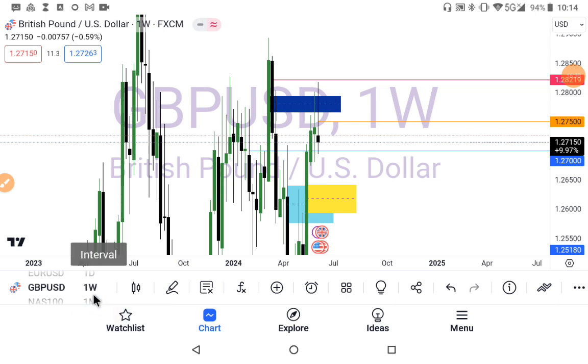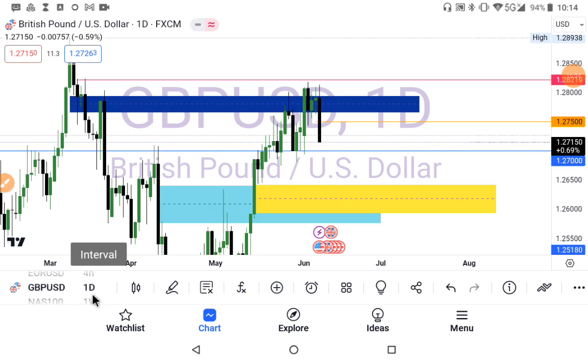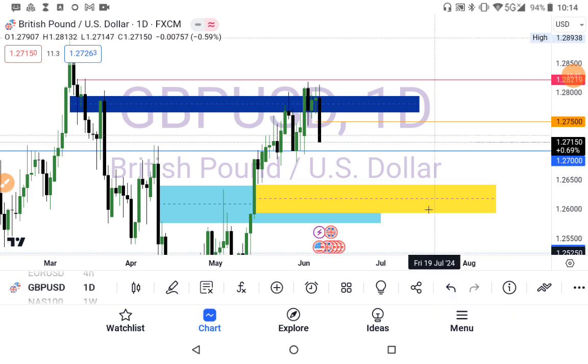But all in all, I should see a resistance forming. I should see 1.27500 forming as a what? As a resistance. So let's go into our Nasdaq.